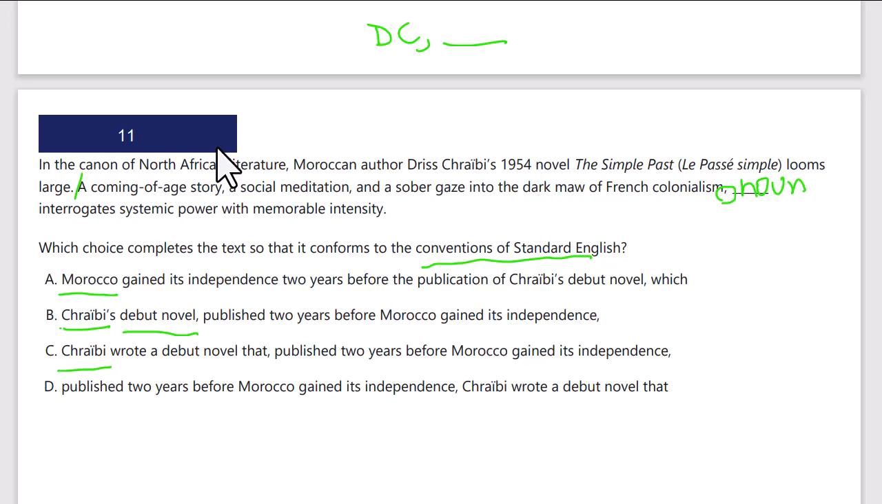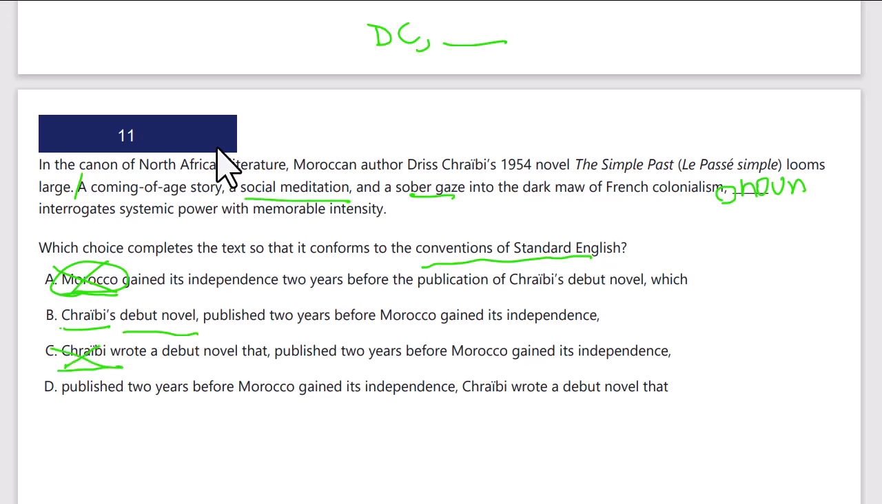So the goal here is to figure out what noun is being modified by the phrase or clause before it. A coming-of-age story, a social meditation, a sober gaze into the dark maw of French colonialism. Is that Morocco? Is Morocco a coming-of-age story, a social meditation? I don't think so. That's not right. How about Chiribi? Is Chiribi a sober gaze, a social meditation? No, that's not right either.